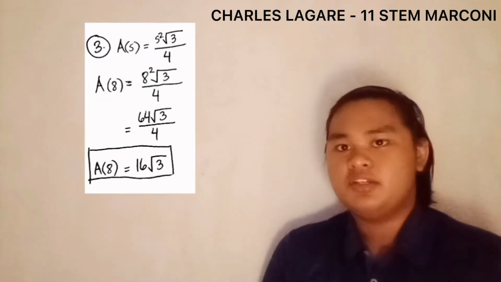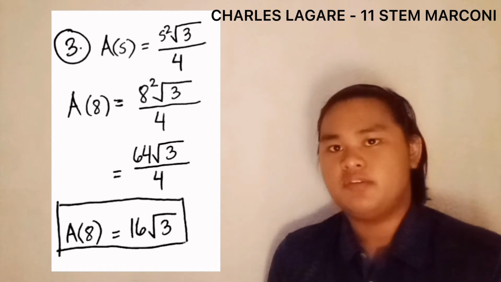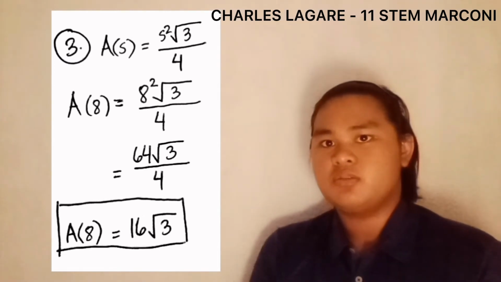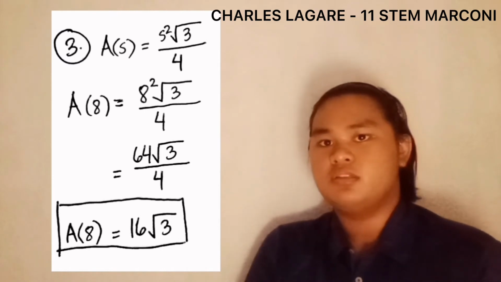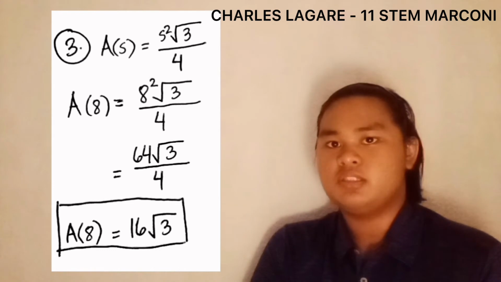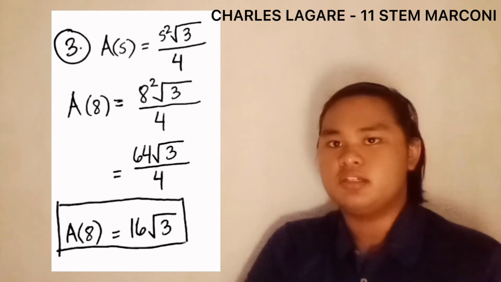Thank you. Number 3. Area of a triangle with side S is equal to S squared radical 3 over 4. First, let's find the value for a side of 8 inches. So area is equal to 8 squared radical 3 over 4. So 8 squared is equal to 64 radical 3 over 4. And then we simplify the numerator and denominator. The common factor is 4. Then 64 divided by 4 is equal to 16. So the answer is 16 radical 3.